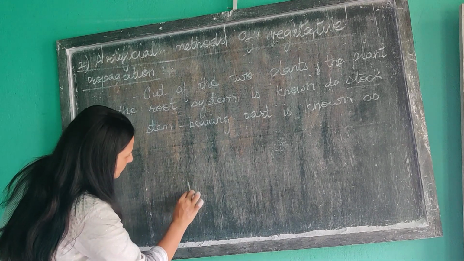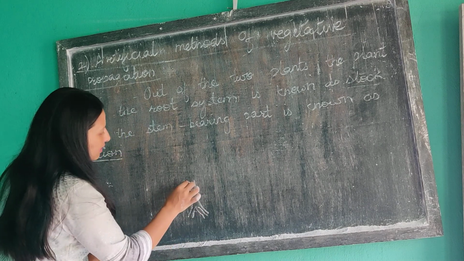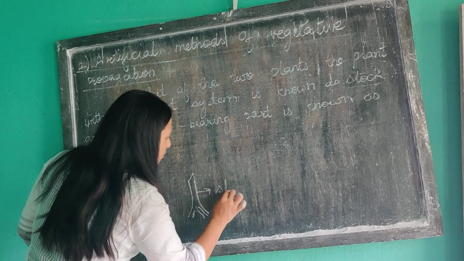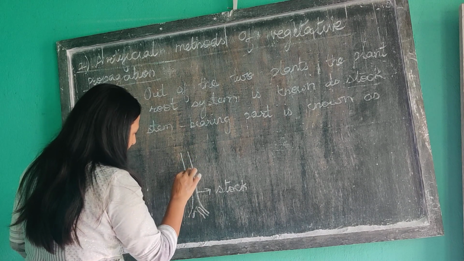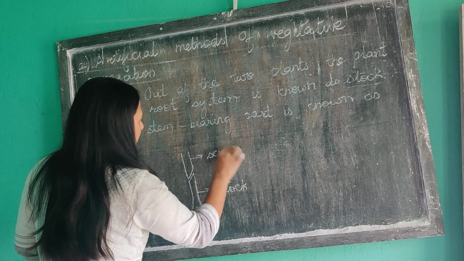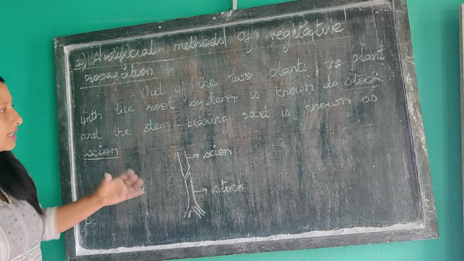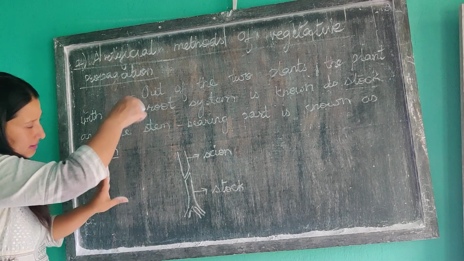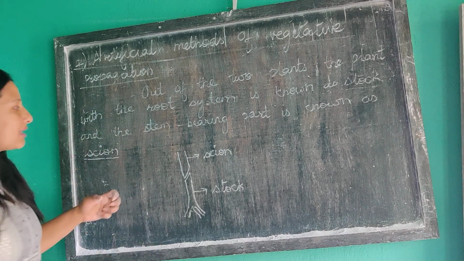So let me draw the example. This part of the plant has root, so this is the stalk part. There is another part of the plant that has the stem, so this is the scion part. So these two parts are cut and then they are attached together. See, an oblique cut is preferred. We cut both stems obliquely, not straight, and then they are attached together.